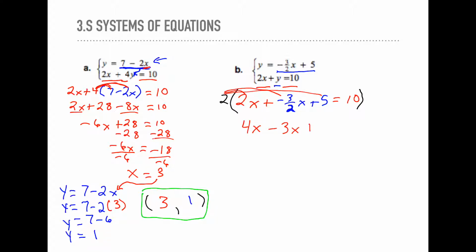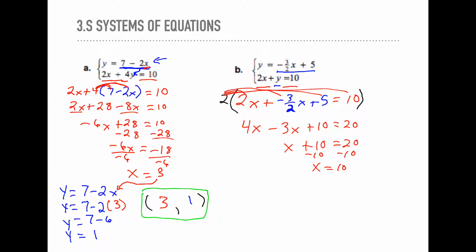2 times 5 is going to be 10. And lastly, 2 times 10 is going to be 20. So once again, I just multiplied everything by 2 to get rid of that fraction. Completely legal. Combining like terms, 4x minus 3x is just going to be x. Plus 10 equals 20. And then we subtract the 10 and get x is equal to 10. Once again, that's great for the x, but we also have to find what y is.